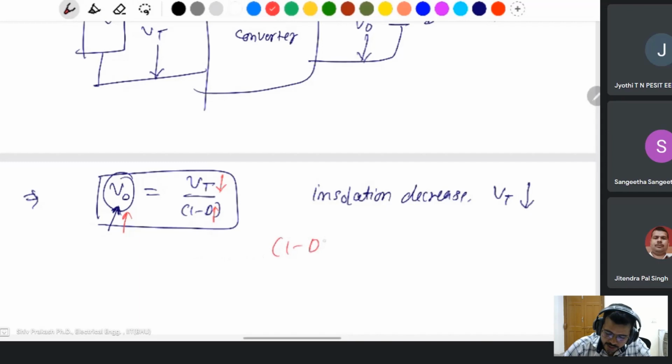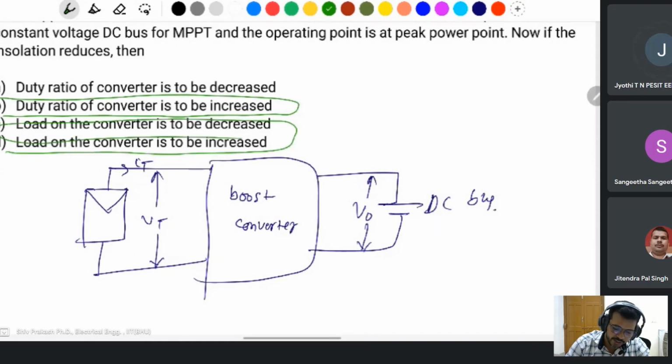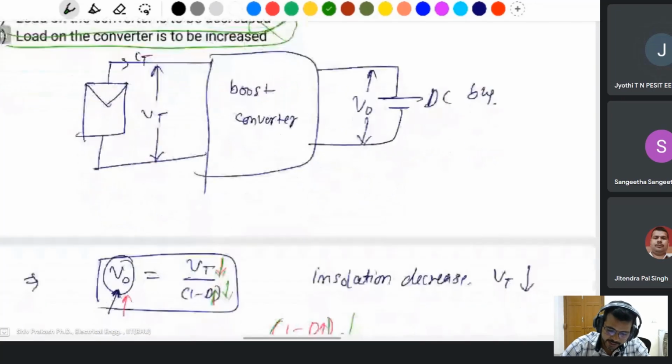In 1 minus D, if we increase D, then overall 1 minus D will be reduced. Then both are reduced, and the output will be constant. That's why to maintain the output voltage, you should increase the duty cycle in the boost converter. Yeah, this one, for the resistive load, we increase. Load is not in your hand. If you connect the load, then you should decrease the duty cycle. Decrease and increase the duty cycle so that you could maintain the output voltage.